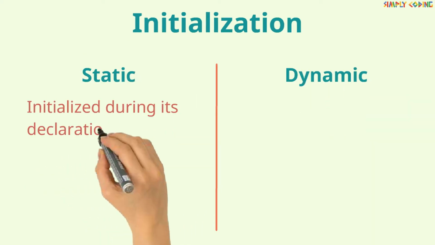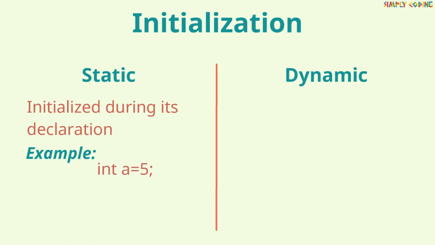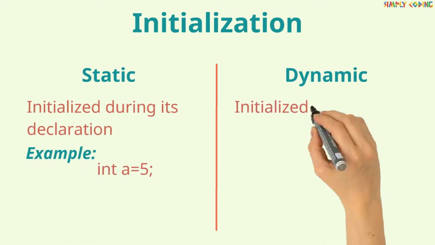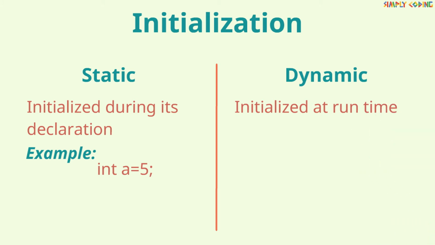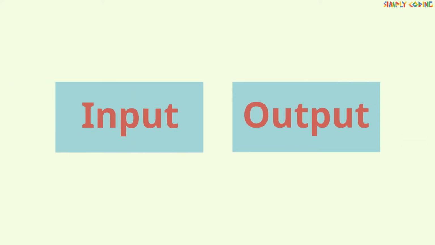When a variable is initialized during its declaration with a defined constant, it is called static initialization. When a variable is initialized at runtime, that is during execution, it is called dynamic initialization. Java has multiple ways to input and output data.